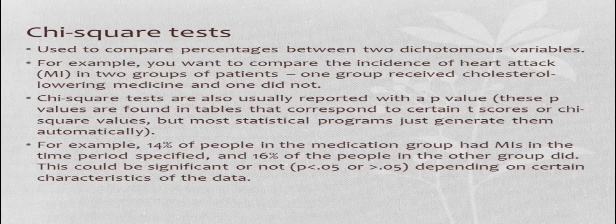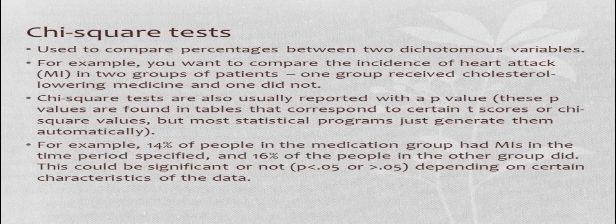For example, you want to compare the incidence of heart attack, MI, in two groups of patients. One group received cholesterol-lowering medicine and one did not. And so we want to know what percentage of people had an MI in each group. Chi-square tests are also reported with a p-value, and you find it in a table or it's generated through a statistical program. But basically, if your chi-square value is high, then your p-value is more likely to be statistically significant.